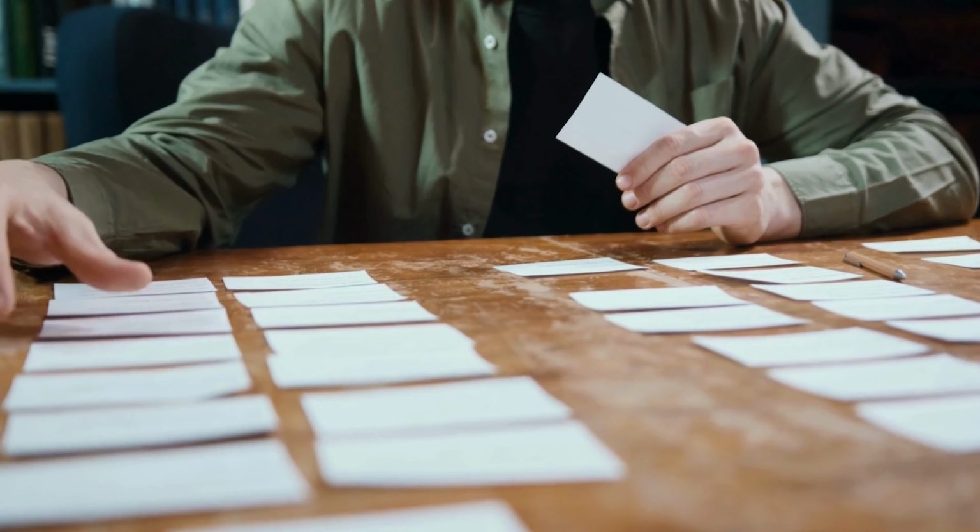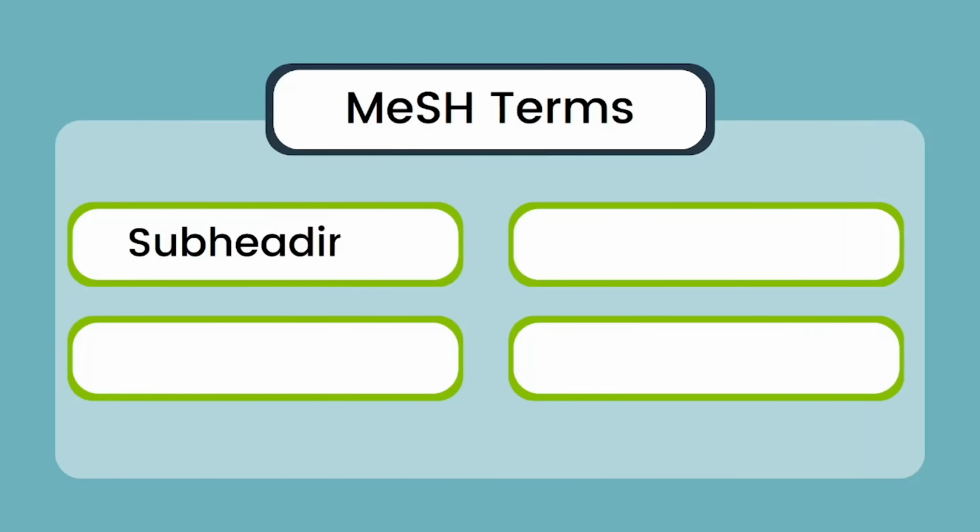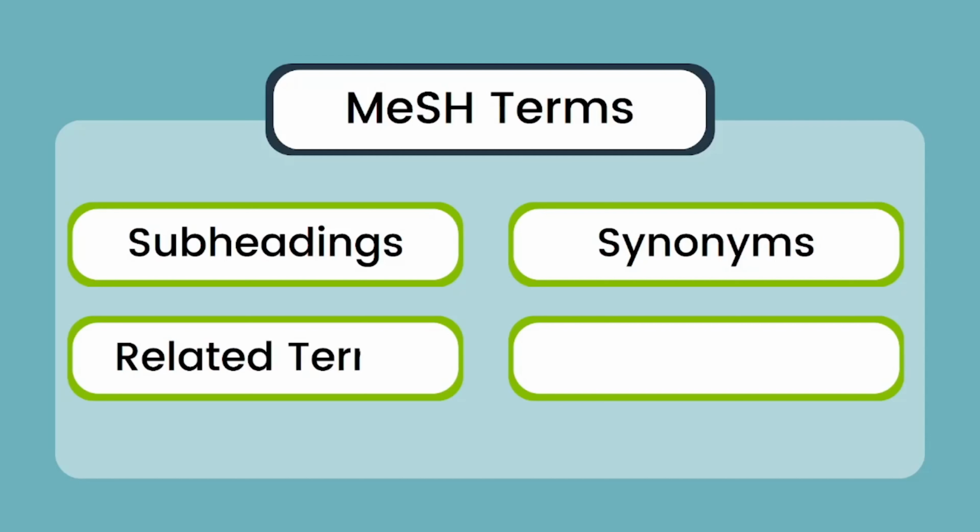to find relevant literature. A key example of indexing is medical subject headings or mesh terms used in databases like PubMed. Mesh terms are standardized keywords that describe article content, helping you find specific topics efficiently by grouping related concepts.